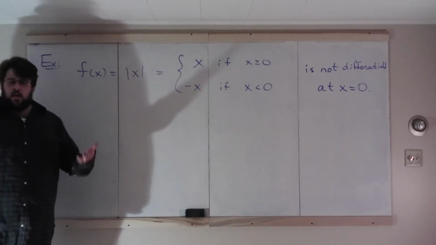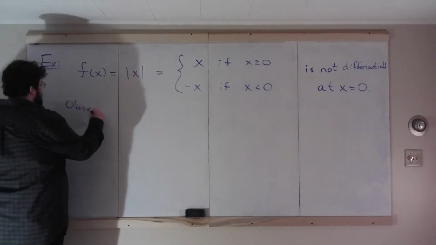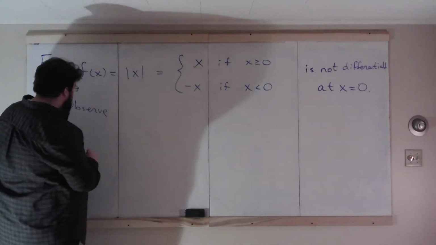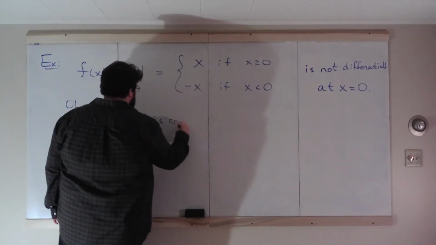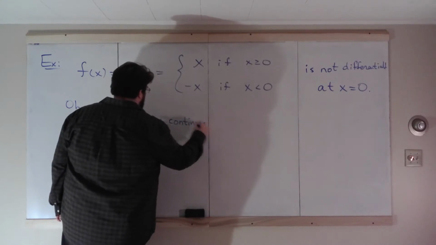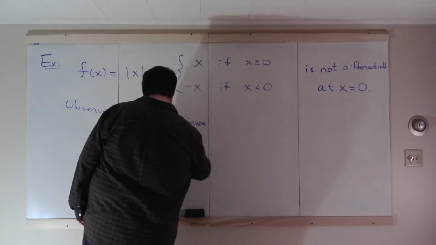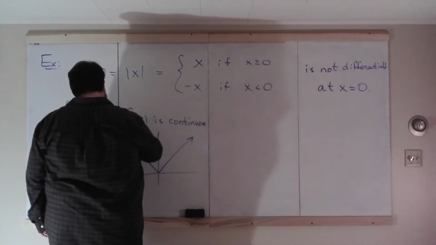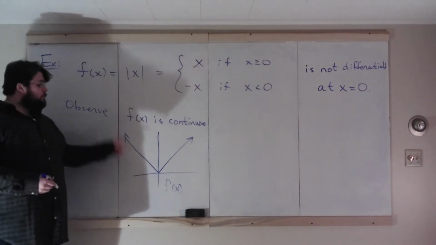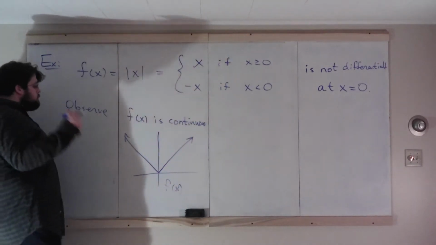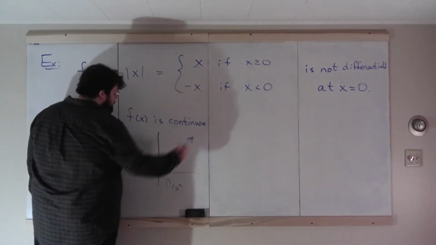So our goal was to find a continuous function which is not differentiable. So let's observe. F of x is continuous. Why is it continuous? Well, let's just look at the graph. We can draw this without lifting our writing implement. I guess the way I did it, I didn't, but there. You can draw it without lifting or writing it.